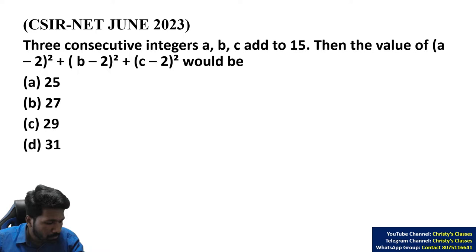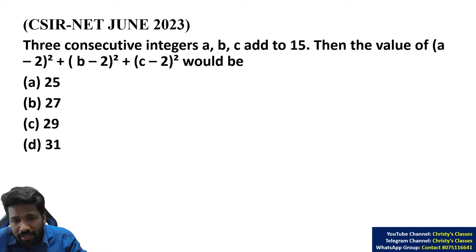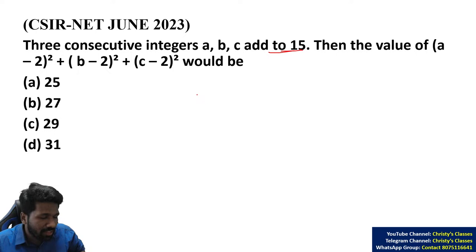Okay, due to lack of time, I will start explaining. Three consecutive integers A, B, C. Consecutive means next number. 4, 5, 6 is consecutive. 6, 7, 8 is consecutive. But their sum should be 15. There, you know that 5 plus 5 plus 5 is 15, na?